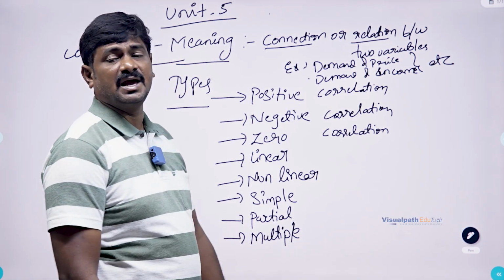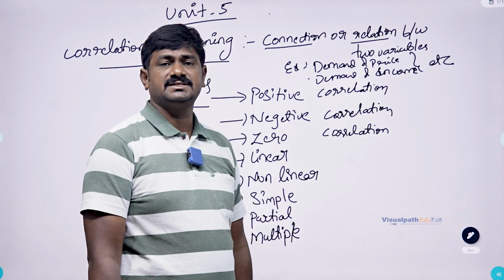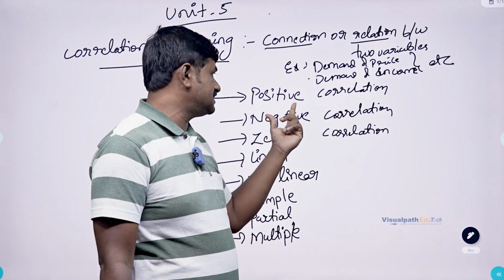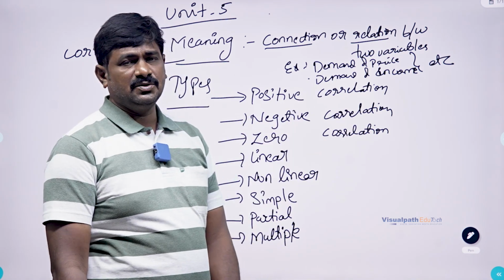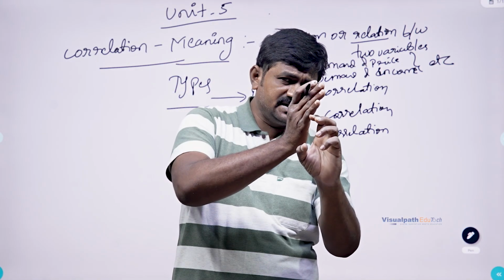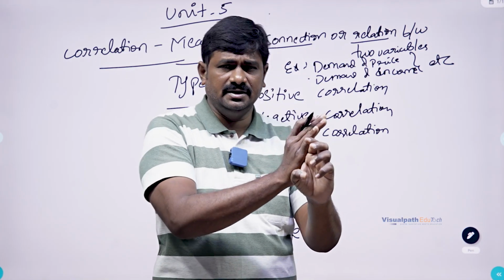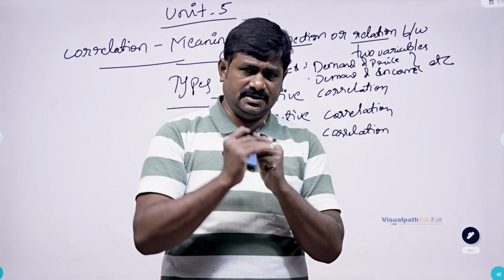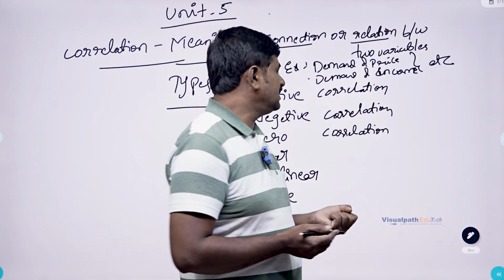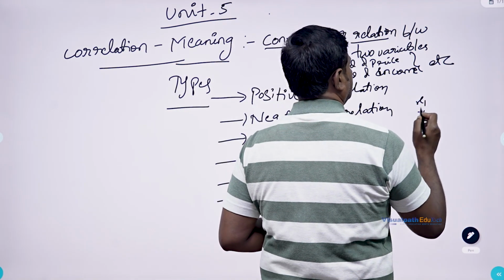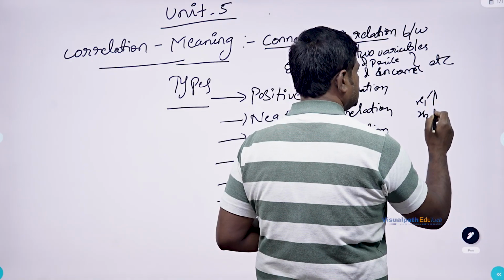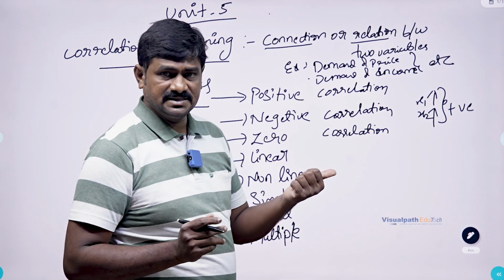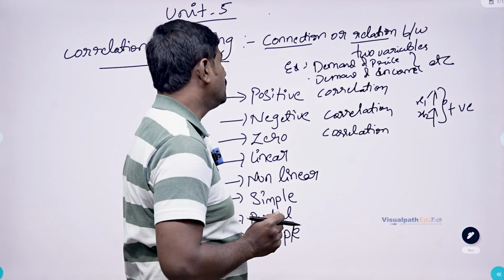The next concept is the various types of correlation. Types of correlation means in how many ways we can correlate the variables. Here, the first type is positive correlation. Positive correlation means that if one variable affects the other variable in a positive direction. If we have x1 and x2, and x1 increases and x2 is also going to increase, that is positive correlation. X1 increases, x2 is also going to increase. That is positive correlation.